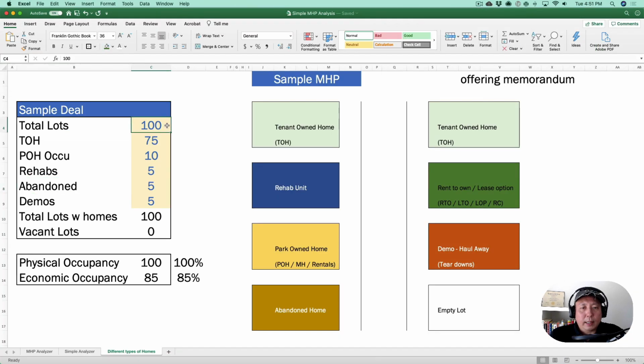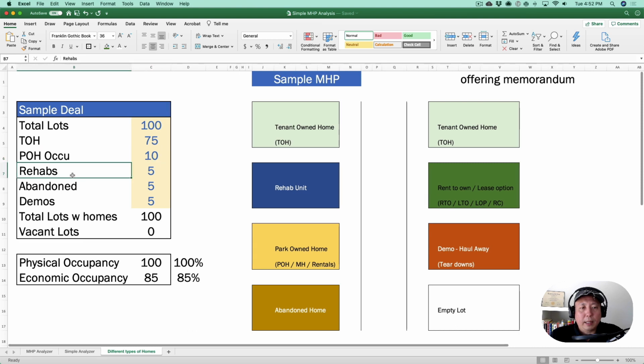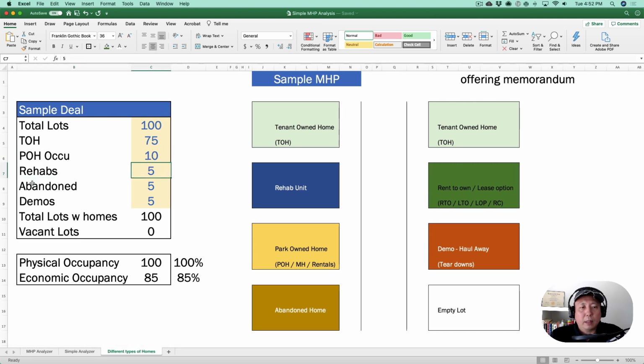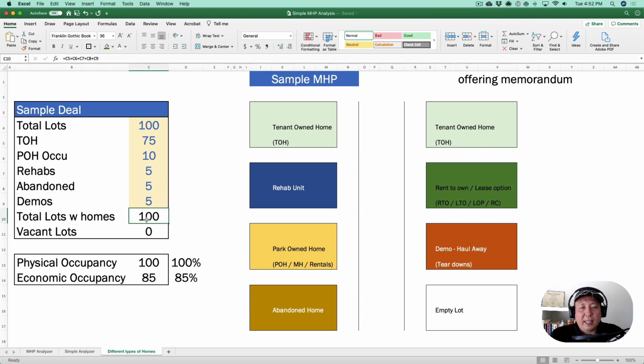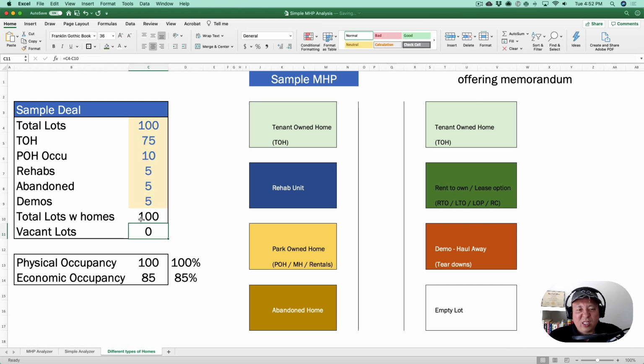So you have total lots, you have tenant-owned homes, you have the park-owned homes that are occupied, you have potential rehabs, you have abandoned homes, you have demo homes. If you take a look here, and I just did a quick adding function, there are 100 lots that have homes on them. So in this particular example, all of the lots actually have a home on them. And you can see here in line 11, there are 0 vacant lots. So there's no lots that need you to bring in a new home.